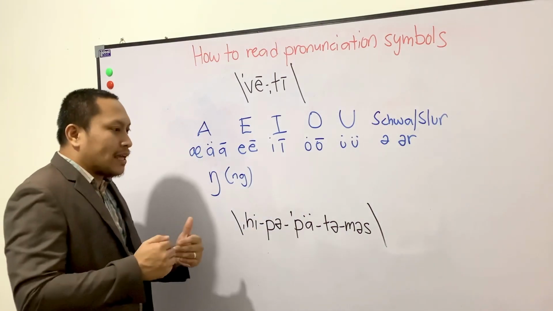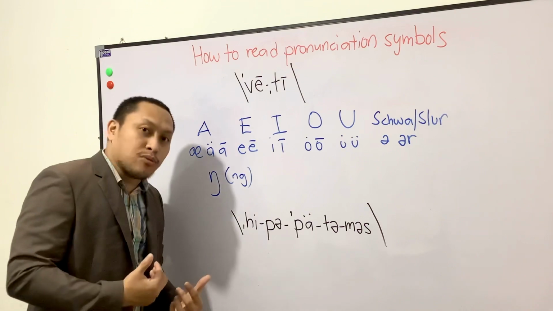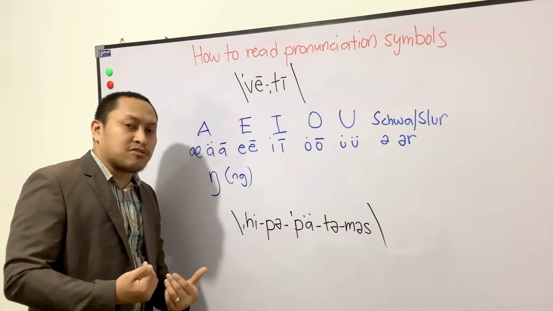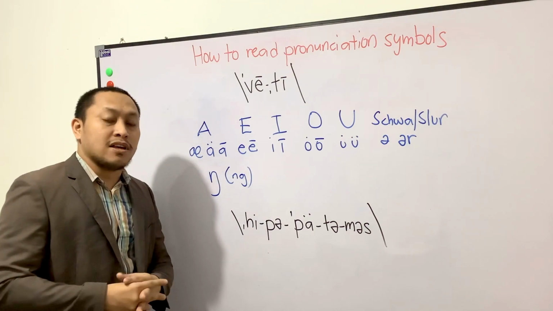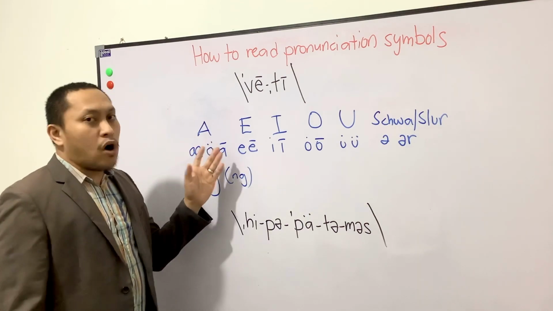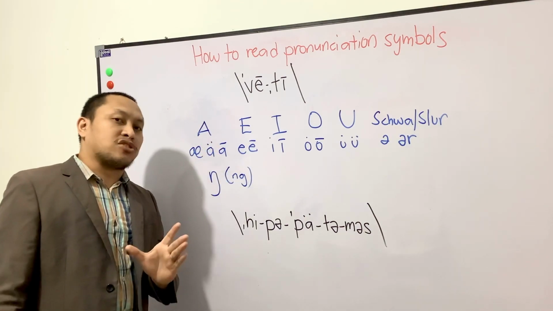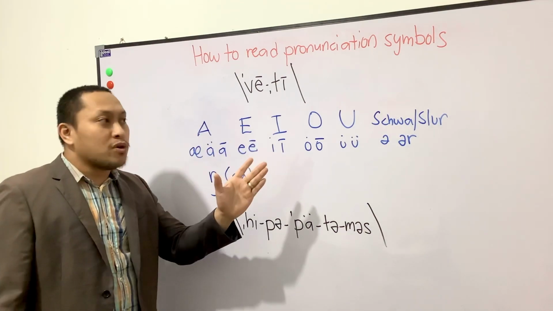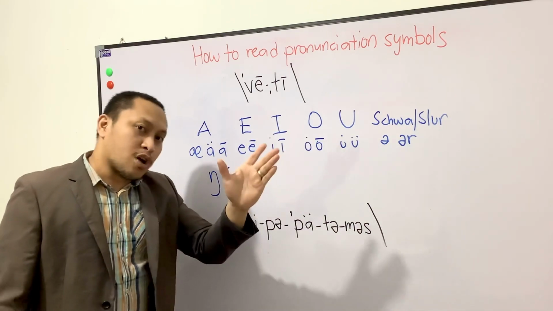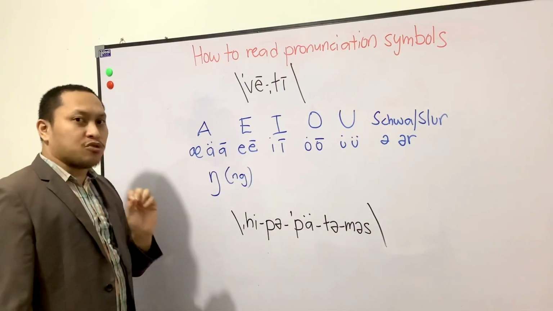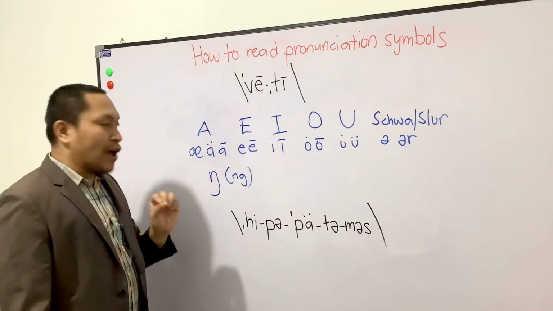But the trick is in the vowel sounds, because the vowel sounds are represented by their respective symbols. So let's go through all the vowel sounds in the English language, like A, E, I, O, U, and schwa and slur groups. The A sounds in the English language are the following.